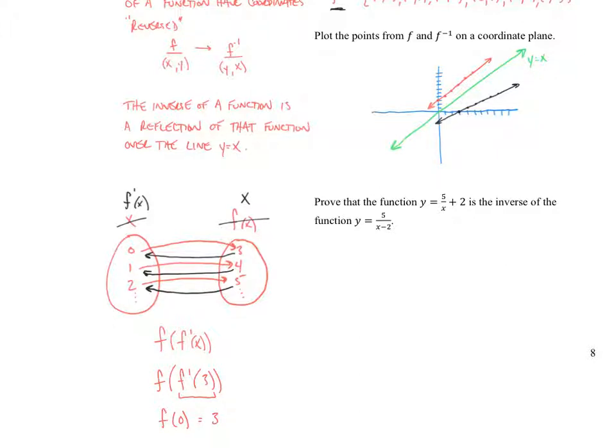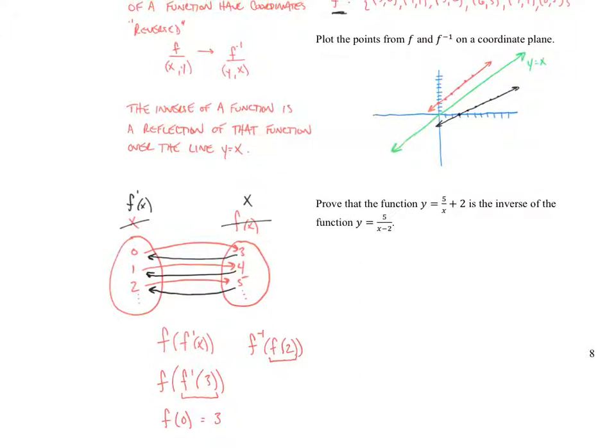Let's try this one more time, and we'll do it with the reverse. If I have f inverse of f of 2, well, what is f of 2? According to my function map and to my points, f of 2 is 5. So that means that this is really just f inverse of 5. Well, what is f inverse of 5? If I plug in a 5 to my inverse function, I end up with a 2 again.